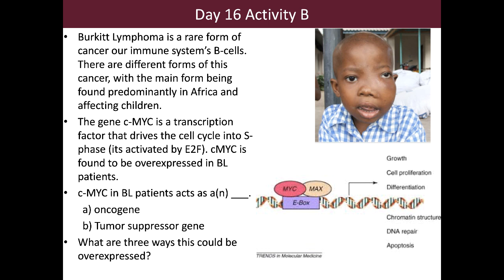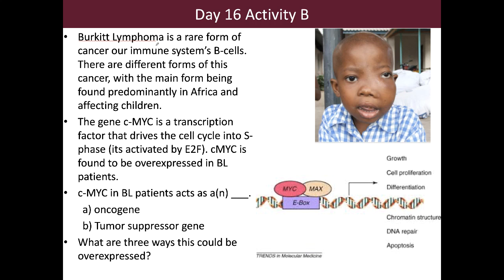Okay, this next activity we didn't have time to get to in class because we ended early, but I wanted to make sure you understand the basis of this question. And I'm using this disease here called Burkitt lymphoma as the starting point of this question. This is a very rare form of cancer, and it's a cancer of our immune system's B cells.